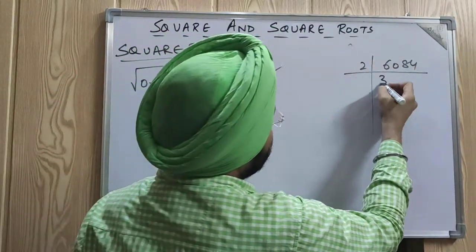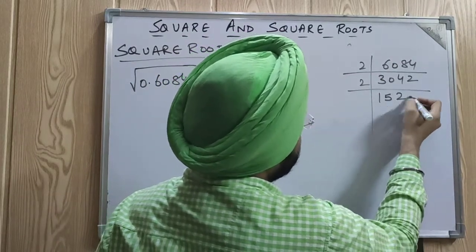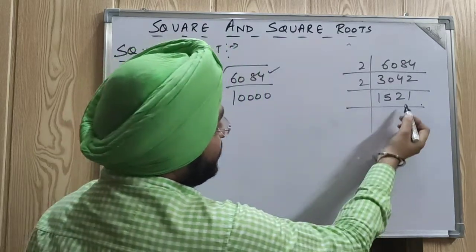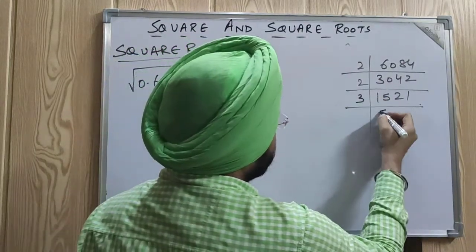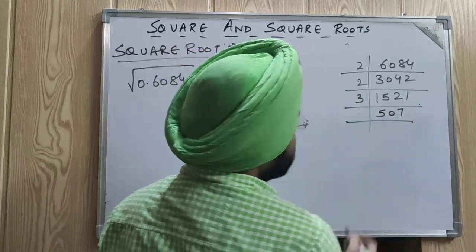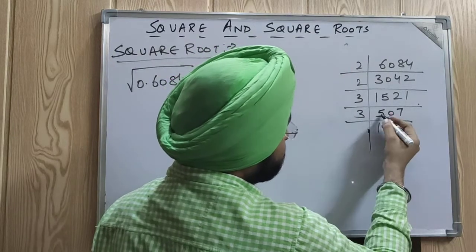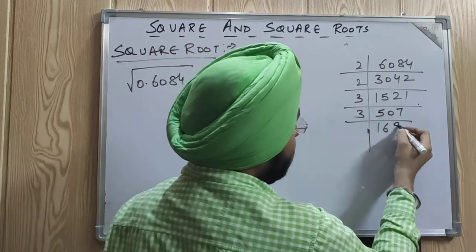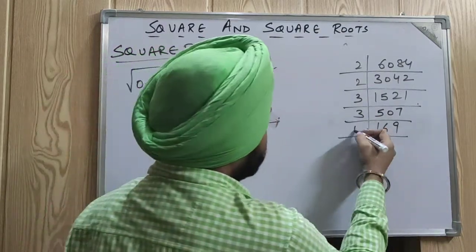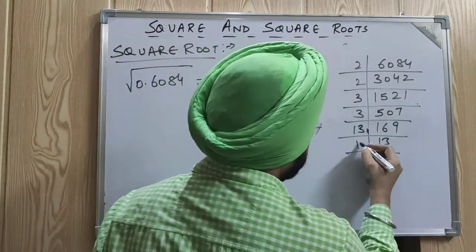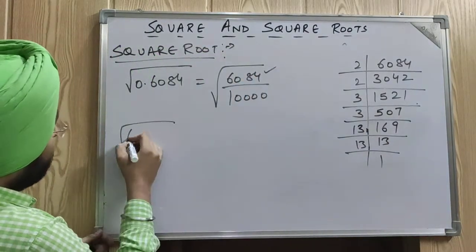So start with 2: 2, 3, 0, 2, 4 and 2. Again the 2, 1, 5, 2, 1. Now the next: 1 plus 2 will be 3, 3 plus 5 will be 8, 8 plus 1 will be 9. So it will be going with 3: 3, 3, 5, 15, 0, 7. Okay, 5 plus 7, 12. Again going with 3. So 3, 1, 3. Okay, 20, 3, 6, 18 and then 3, 9, 27. And now this is the square of what? 13. So this 13 and 13, 1. So this 6084 I will be writing in this way now.